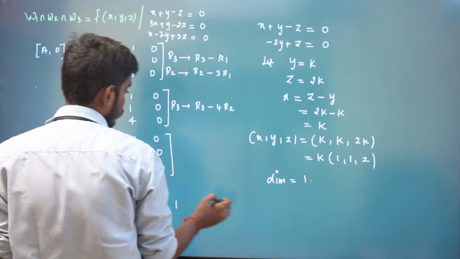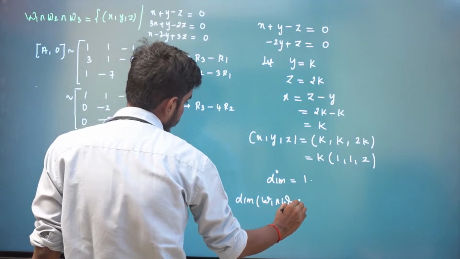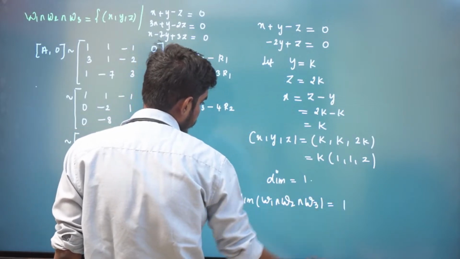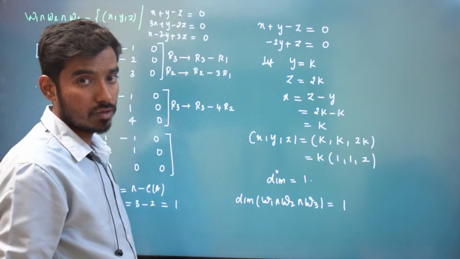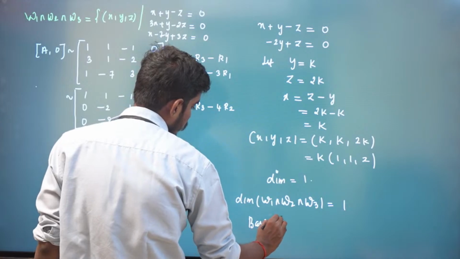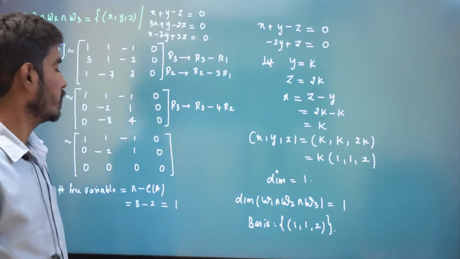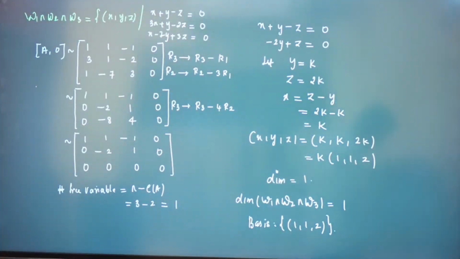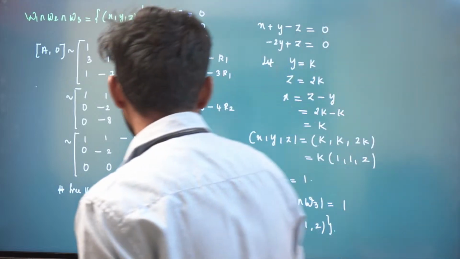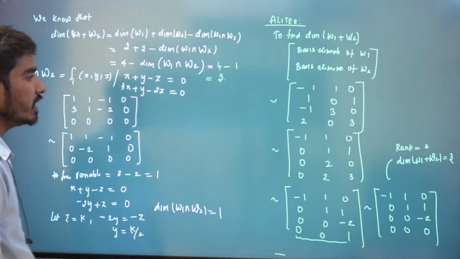So dimension of w1 intersection w2 intersection w3 is equal to 1. And suppose they ask what is the basis for w1 intersection w2 intersection w3, one of the basis is given by 1 comma 1 comma 2, right? So very simple, it reduces to finding the solution of a homogeneous system of equations, right? So dimension of w1 intersection w2 intersection w3 is 1, and dimension of w1 plus w2 is given by 3.